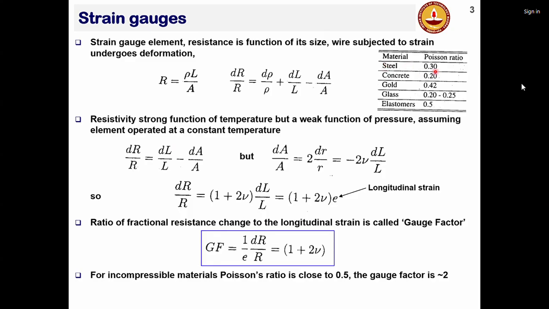Now, Poisson's ratio for various materials are listed here. Steel has a Poisson's ratio of 0.3, gold is 0.42, glass has a value of 0.2 to 0.25, elastomers are very close to 0.5. So we see that the Poisson's ratio are close to 0.5. If you substitute 0.5 here, it becomes 2. So for most of the materials, your gauge factor would lie between 1 to 2, close to 2, depending on the material.